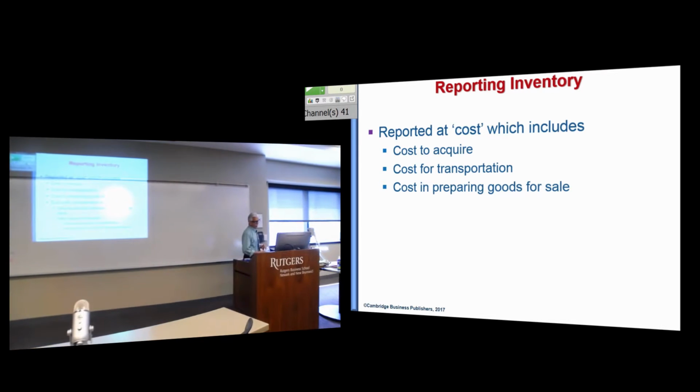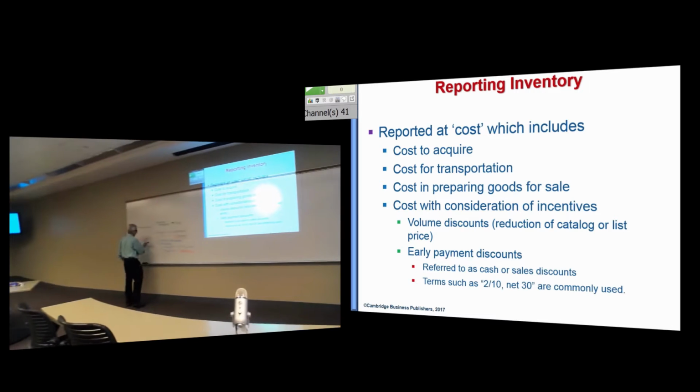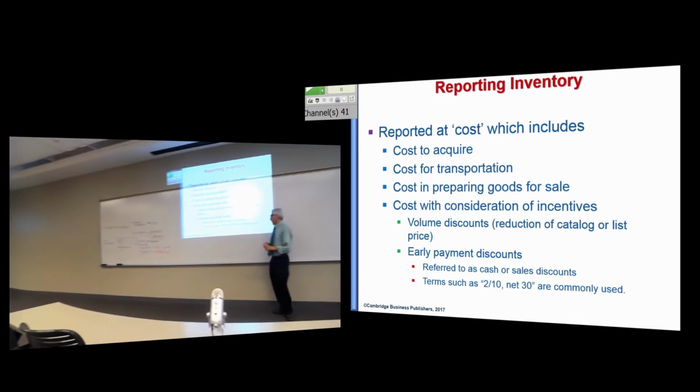Another item that could go in there are incentives. So you could have a volume discount. A volume discount is where you get a discount if you buy more than 5, more than 10. That actually determines the invoice price. We're going to see this a little bit more next semester. Cash discounts, sometimes called sales discounts. In this case, it would be a purchase discount.